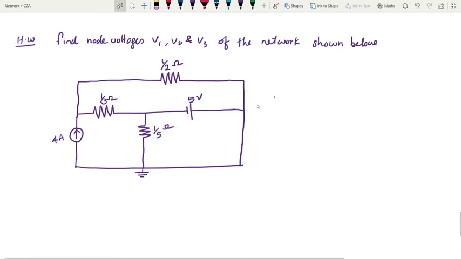For verification of your results, this is the solution. V1 is equal to 2.62 volt and V2 is equal to minus 0.17 volt. V3 is equal to 4.83 volt, if you are taking this as node 1, this as node 2 and this as node 3. So please solve this problem and verify your results.